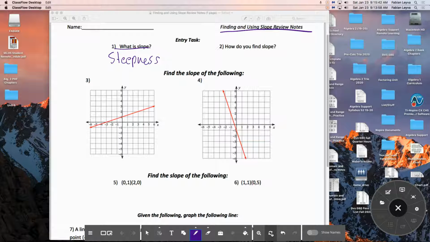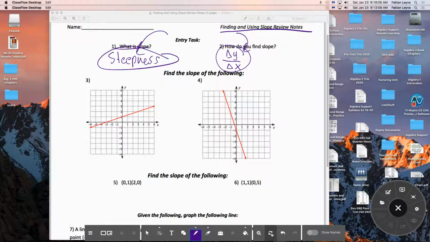or other shapes as well on other graphs. Now, the way we find slope is by a specific ratio, which is the change in y, so how far it goes up and down, divided by how much it goes left and right, which is the change of x. So again, this is how we find that numerical value. That numerical value represents the steepness of the actual graph.